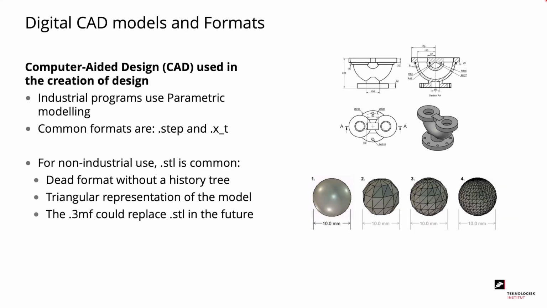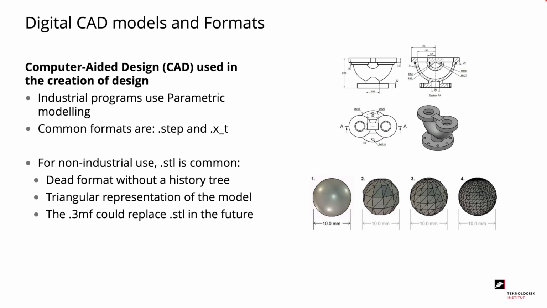First of all, we need a 3D model of the part that we would like to print. We will make that in some kind of CAD program. For industrial use, you will typically use programs such as SolidWorks or CATIA. These programs use parametric modeling, where it is easy to go back and make changes, but also easy to make new changes. Some of the common formats for these programs are either STEP or Parasolid X_T.